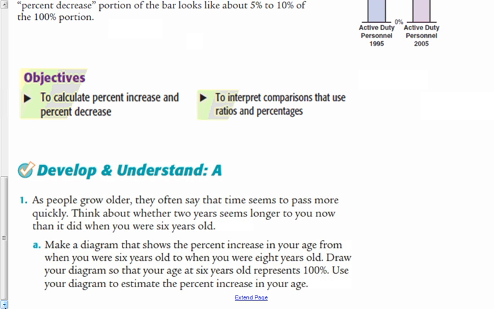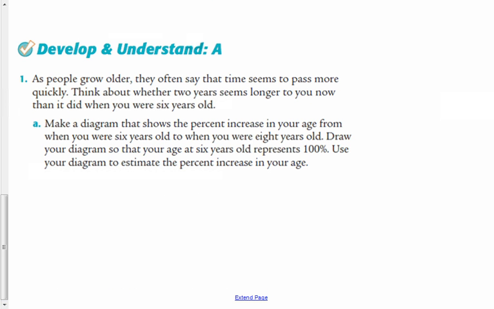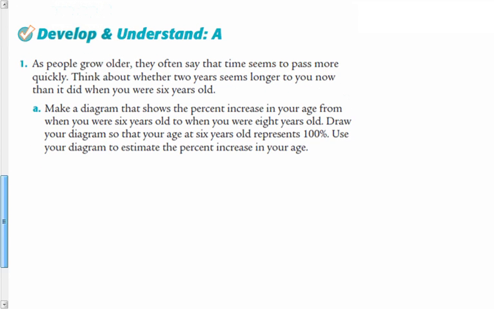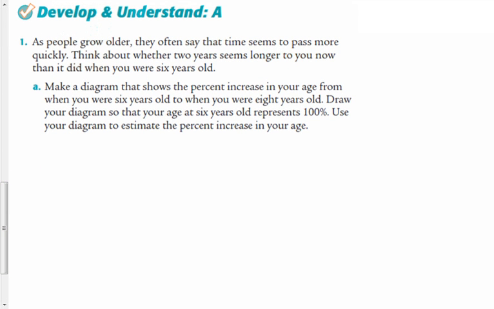As people grow older, they often say that the time seems to pass more quickly. Think about whether 2 years seems longer to you now than when it did when you were 6 years old. So we're going to make a diagram that shows the percent increase in your age from when you were 6 years old to when you were 8 years old.